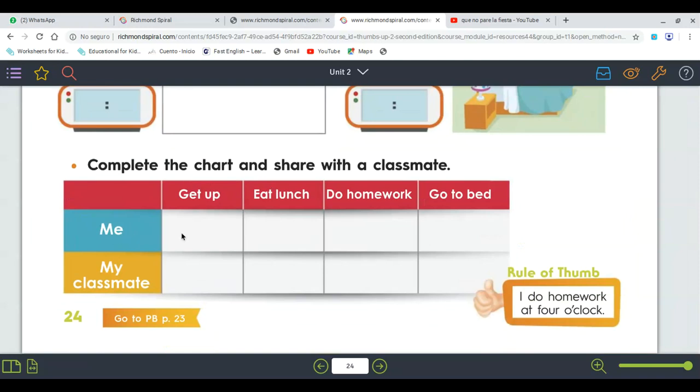Me, I get up. For example, teacher Oscar gets up at 5 o'clock. Eat lunch at 12. Do homework at 11 in this case, and go to bed at 11 o'clock, 11 p.m.